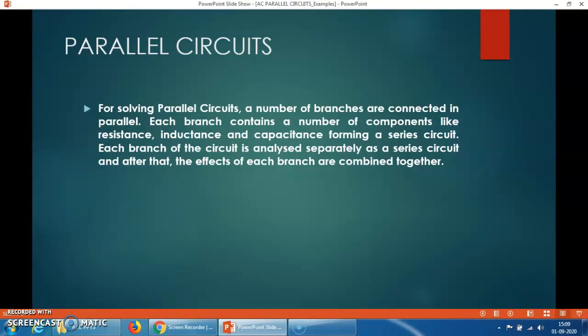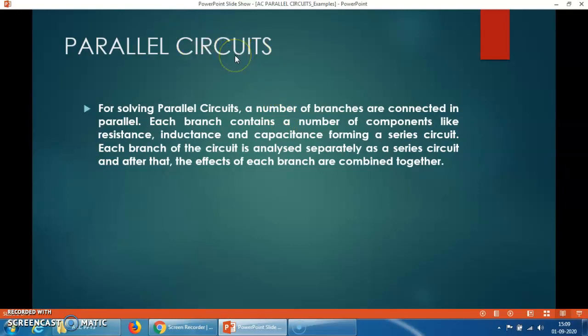Parallel circuit means, in an AC circuit, a number of elements like resistance, inductor and capacitors are connected in parallel to each other. Numbers of branches are there. Then it is called a parallel circuit.